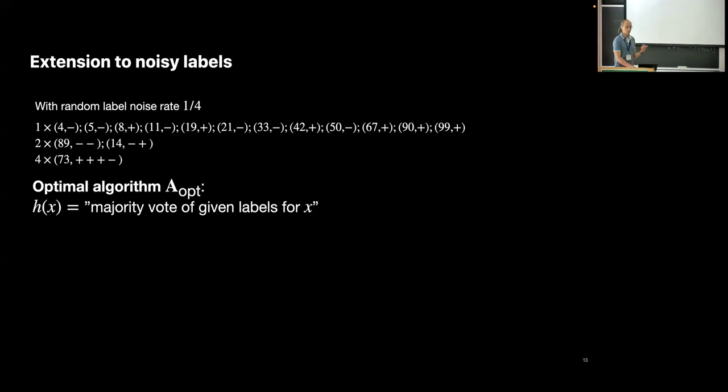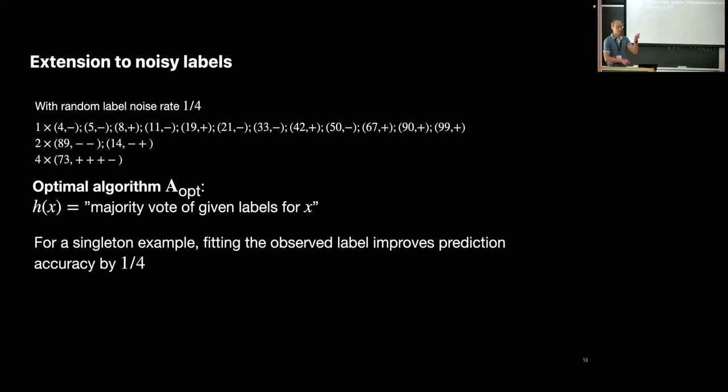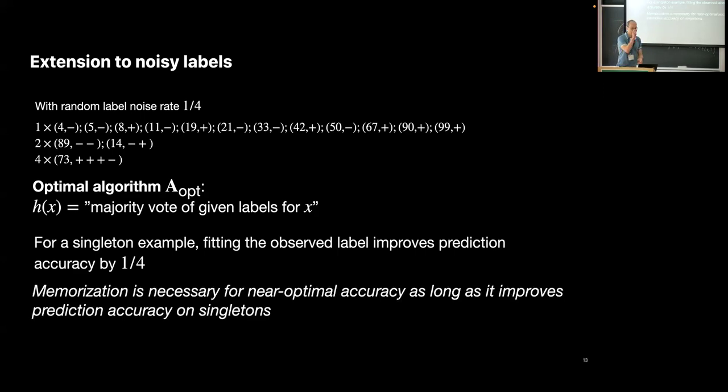And it's actually still a useful strategy. In fact, memorizing the label of that example will still, in expectation, improve the prediction accuracy on that example by 1/4, because a random label is more likely to be correct than incorrect. So it's a good strategy. And in fact, exactly the same proof still goes through. Every algorithm will still be suboptimal by whatever this memorization factor times the frequency of all the singletons, with the only change that now it will be scaled by 1/4 instead of 1/2. That's the improvement in accuracy.